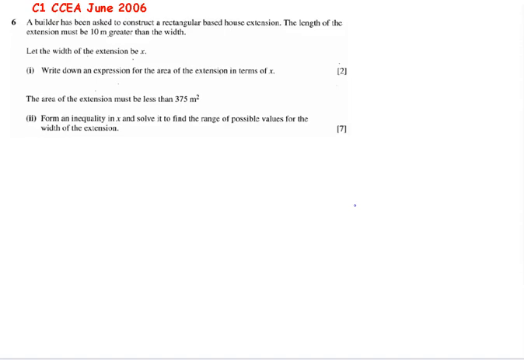Question 6 asks us to form an inequality. And sometimes, and in fact every time you do something like this, please draw a diagram, because it can show some working out to it, but also it can just help you visualize what's going on a bit.